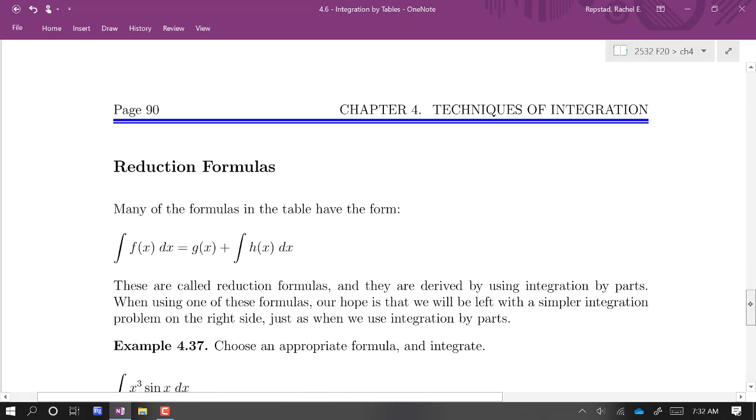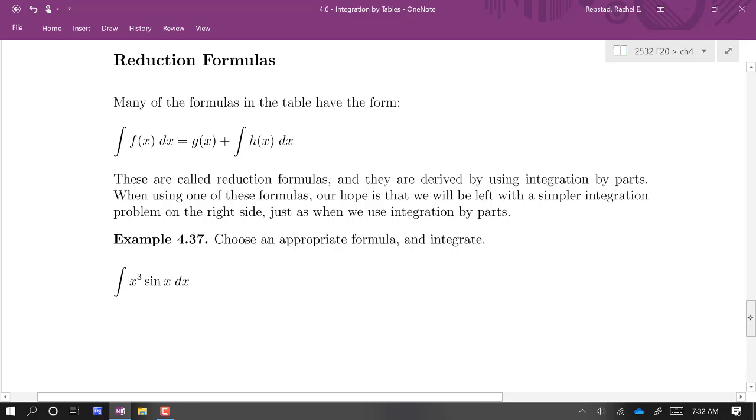Alright, let's do one more. Some of the formulas in the tables are reduction formulas. The reduction formulas are ones that have a form like this, where they say, here's how you integrate something that looks like this thing on the left, and the result is an expression that involves another integral. And so the hope is that the other integral is one we know how to do. All of those reduction formulas are most definitely probably derived by using integration by parts on the expression.